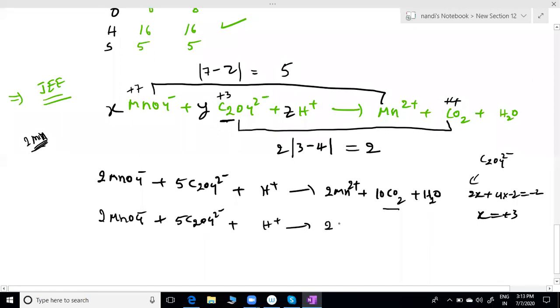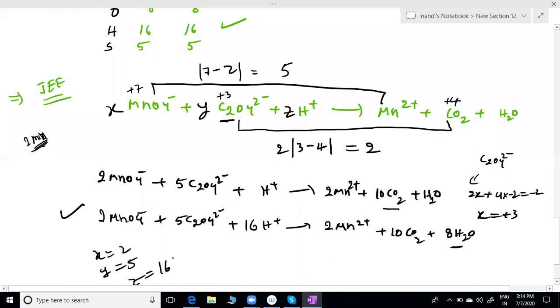So how many water molecules are less? That many H2Os you need to add: 8 H2O. Now 8 H2O means 16 H plus ions. So now your equation is balanced. X equal to 2, Y equal to 5, Z equal to 16. They make and give integer type questions. Try to balance. This is a previous JEE question.